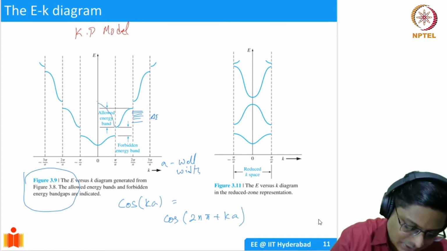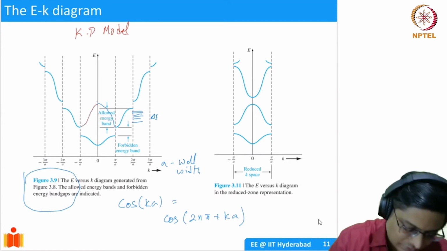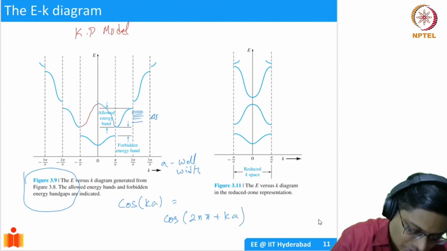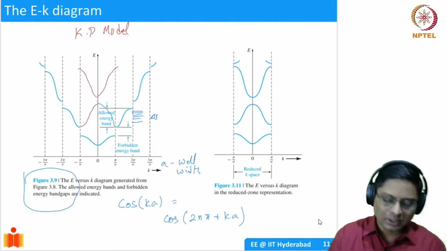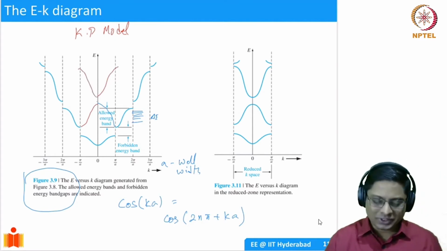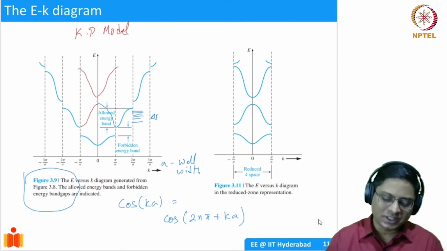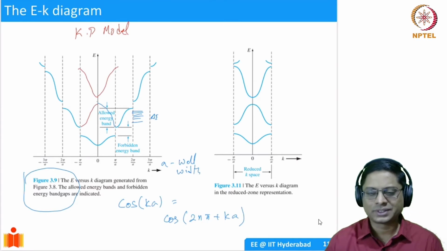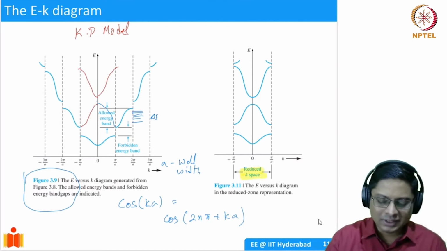Okay. And this guy, I can shift it by 2 pi. So if I do that, I'll get another branch like this. And similarly, this one I can shift and bring it to this one. And this is again shifted and going like this. So in effect, because if you shift this, it's not going to change the energies. So we can actually represent it in a simple way, in what they call the reduced K space, as this.